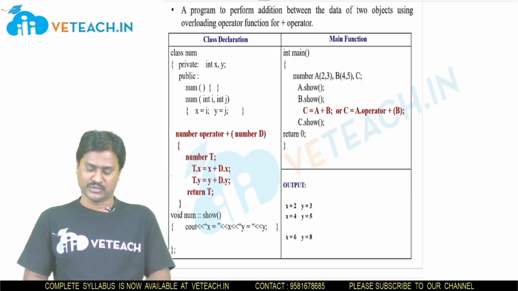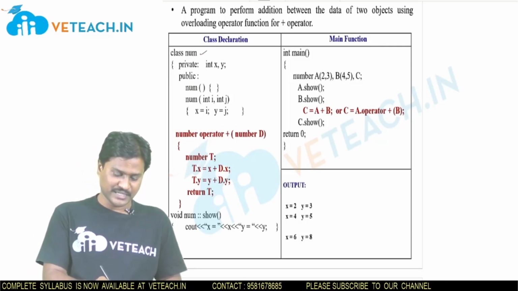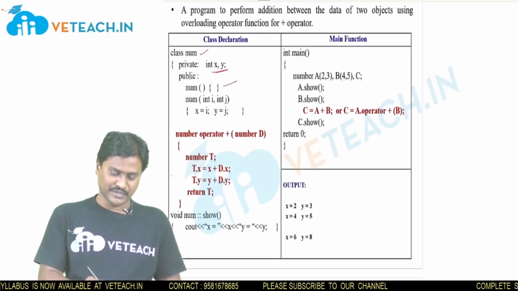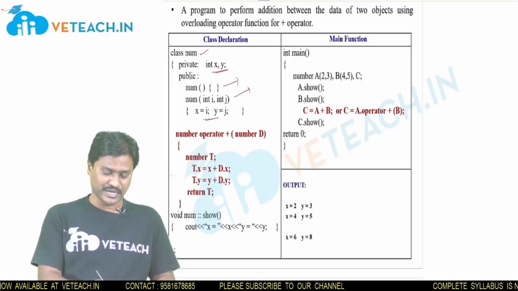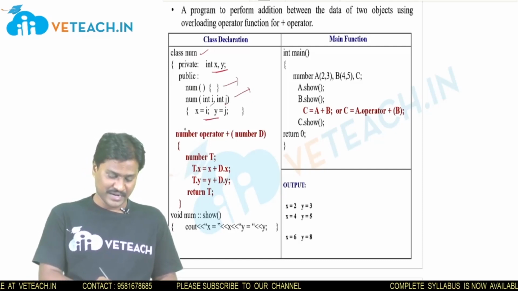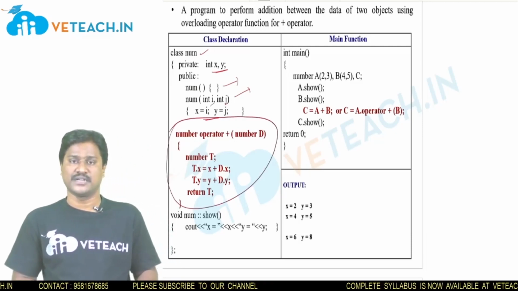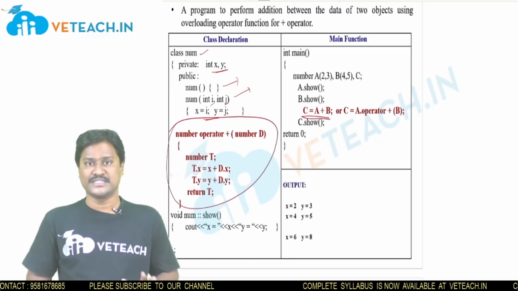But I am explaining this with normal integer variables. See here, in this class Num, I have two variables called x and y. I have a default constructor and a parameterized constructor for initializing these x and y variables with values i and j, and I have an operator function. This operator function is specifically used to perform addition between objects of the same class.